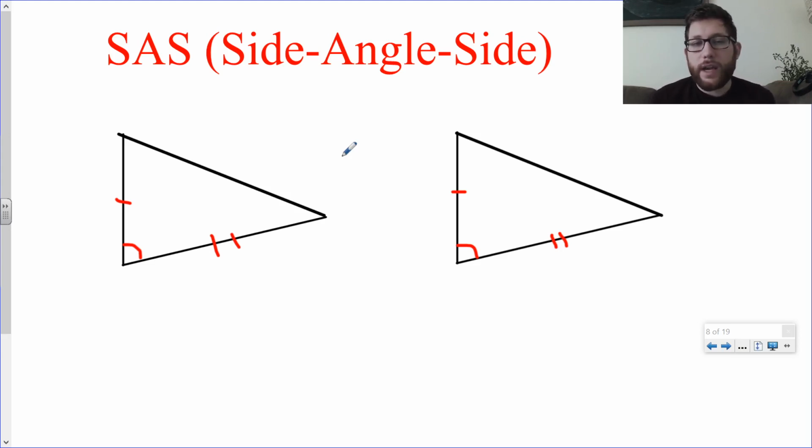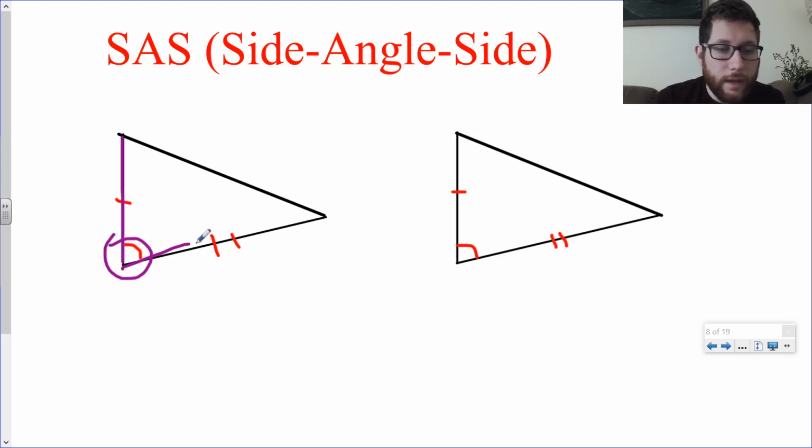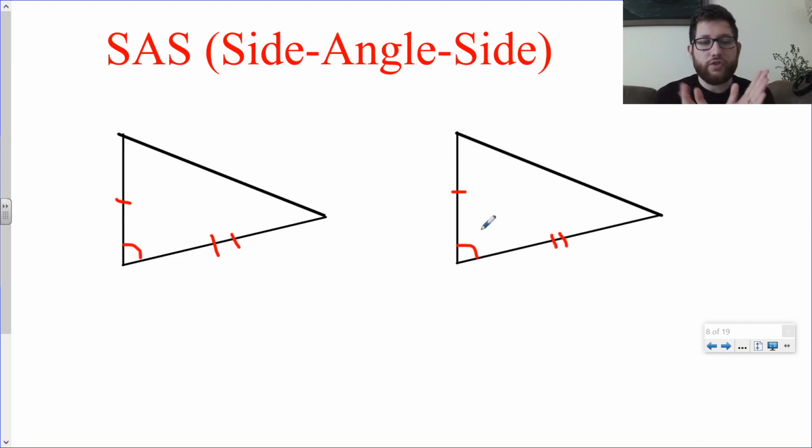So side, angle, side means I have two sides and the included angle. Now that's really important. The included angle is the angle that's made up by the two sides. Notice if I take this side right here and this side right here, they make this angle right here. So for example, if I have an angle out here that's not trapped between the two sides, that would not count as side, angle, side. We'll look at some examples of that in a minute. So this one's side, angle, side.